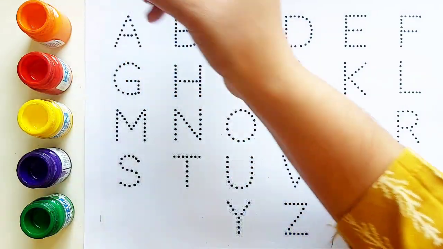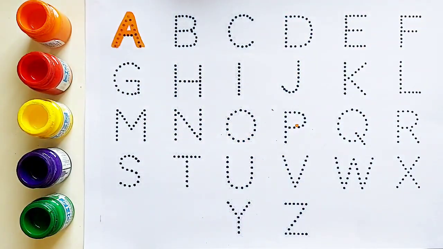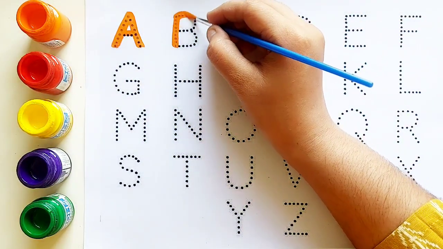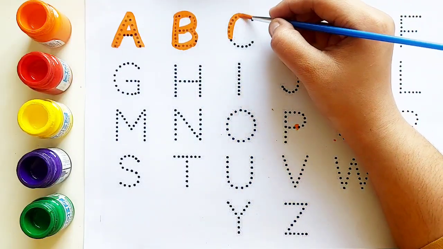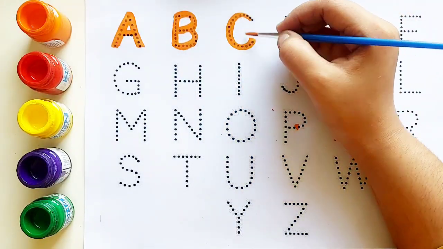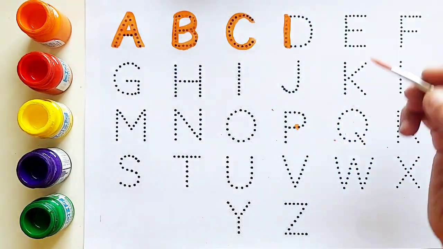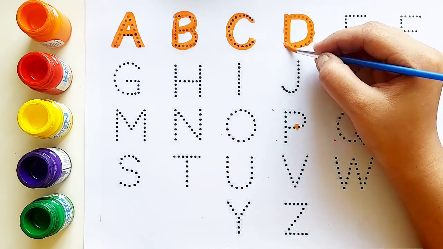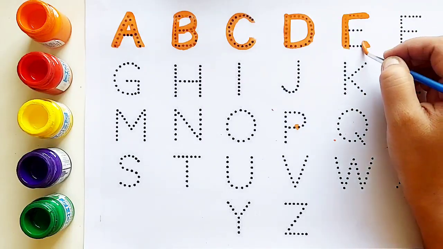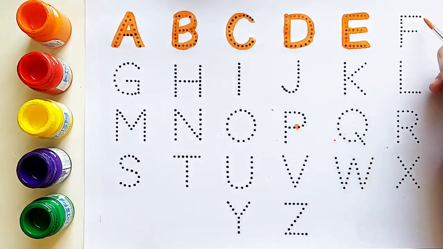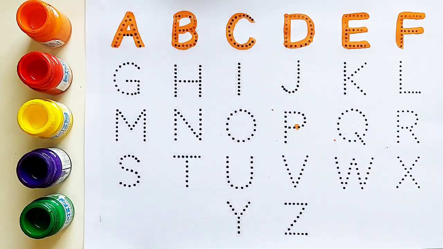Orange color. A, A for apple. B, B for ball. C, C for cow. D, D for dog. E, E for eagle. F, F for fish.